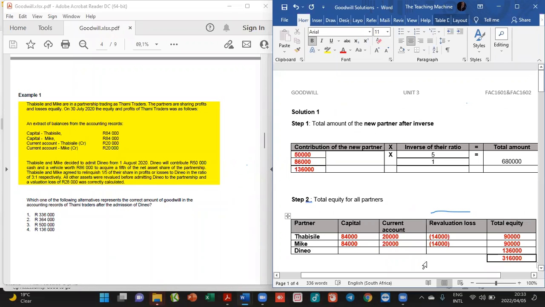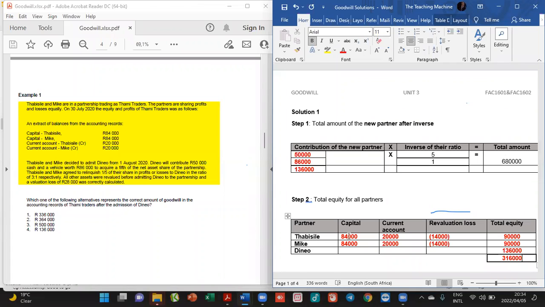What was the aim of step 2? We wanted to work out the total equity for all partners. So we have 136,000 of Dineo: 50,000 plus 86,000 of the capital contribution. Dineo does not have capital in current account and she would not receive the revaluation loss since a valuation was made before she was admitted. So Dineo's contribution into the business is 136,000. So the very same amount we've used here will be recorded here. You're not going to use this total amount because this is a total amount after an investment was made.